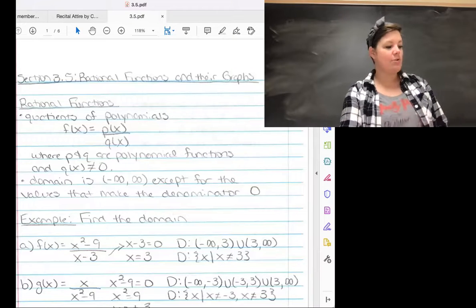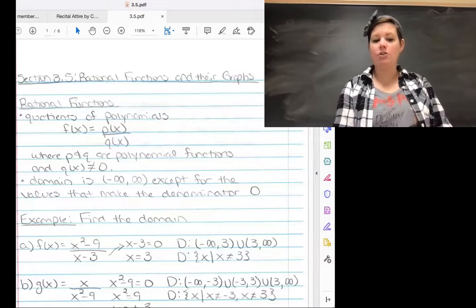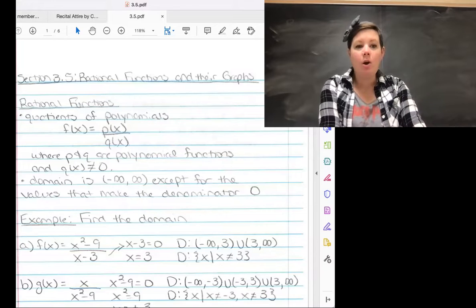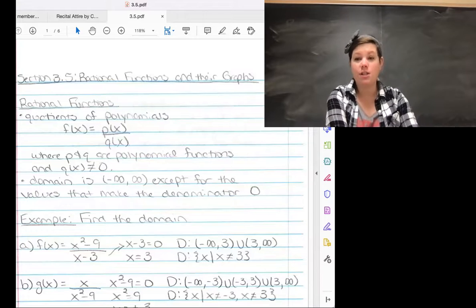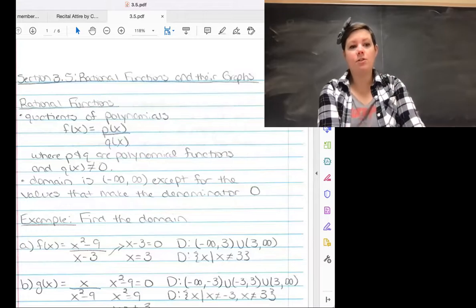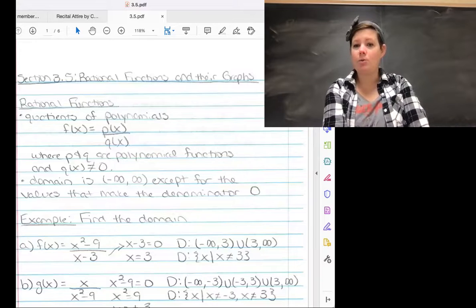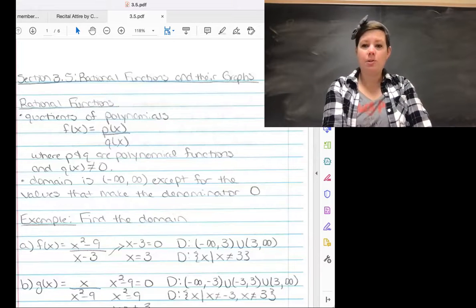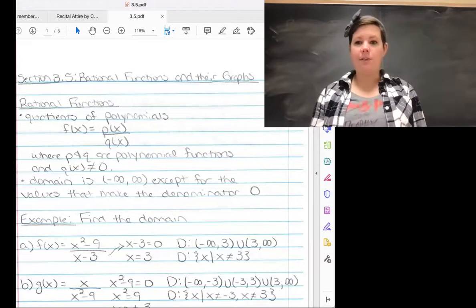Hey guys, so today we are going to be in chapter 3, section 5, which is all about rational functions and their graphs. 3.5 works a lot like 3.2 did. 3.2 was all over polynomials and how to graph them.